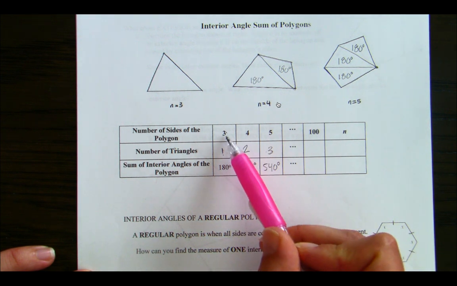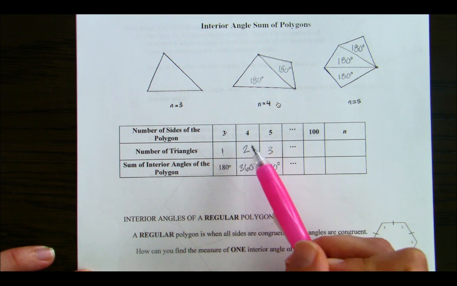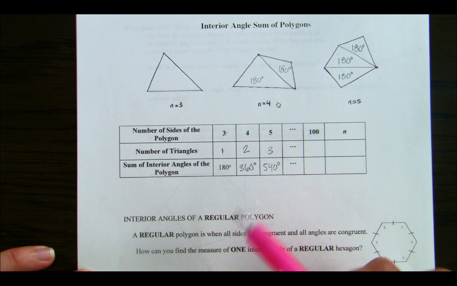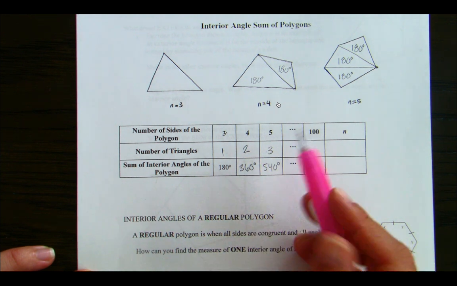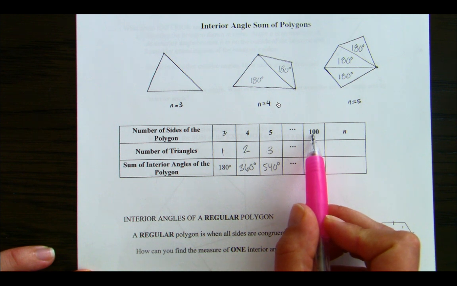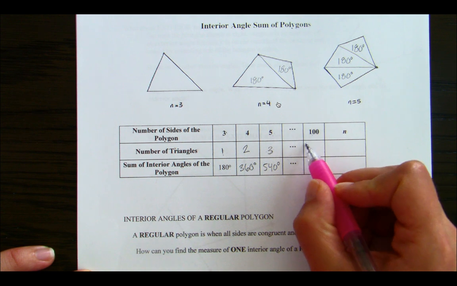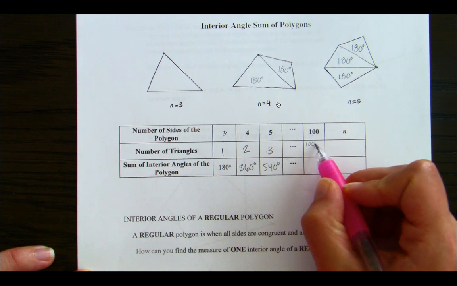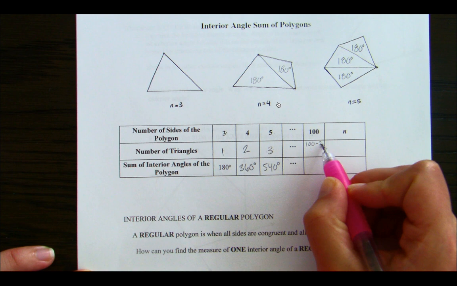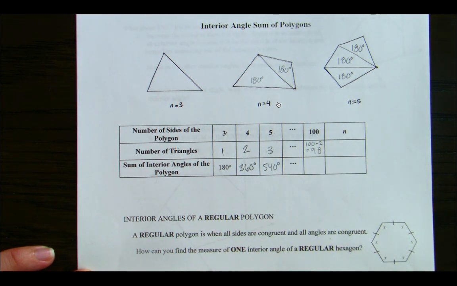Notice that the difference between 3 and 1 is 2. The difference between 4 and 2 is 2. And the difference between 5 and 3 is 2. So that means we should be able to predict what happens if I had a 100-sided shape, which is crazy. If that difference is 2, then 100 minus 2 would mean that I get 98 triangles.